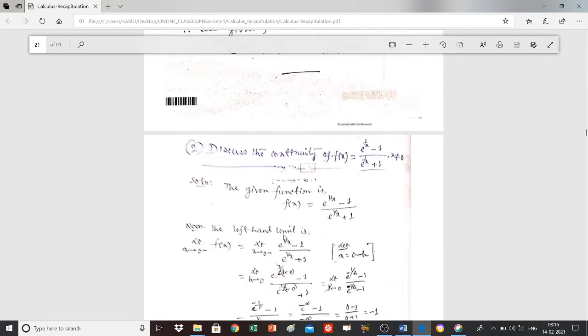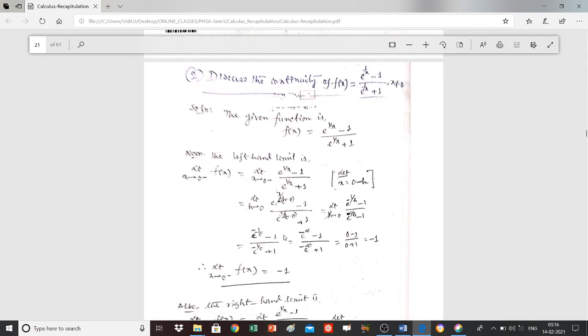The next problem is: discuss the continuity of f(x) equal to e to the power 1 by x minus 1 by e to the power 1 by x plus 1, x not equal to 0. So in this case we use x tends to 0. The given function is written like this, and the left hand limit can be calculated as limit x tends to 0 minus f(x), and in this case you substitute x equal to 0 minus h.